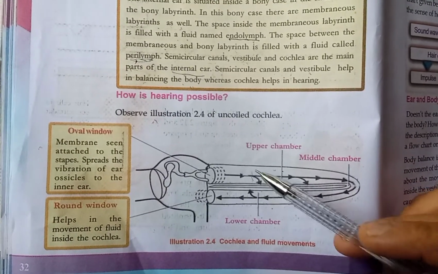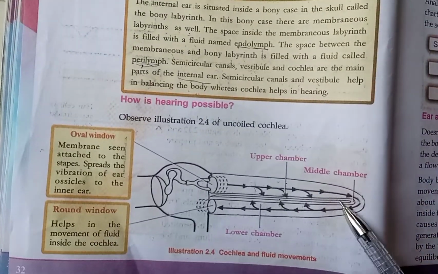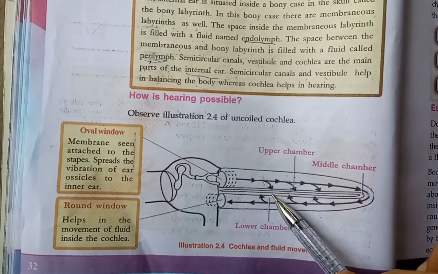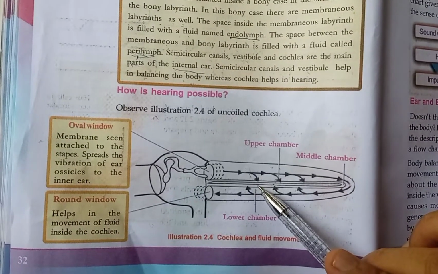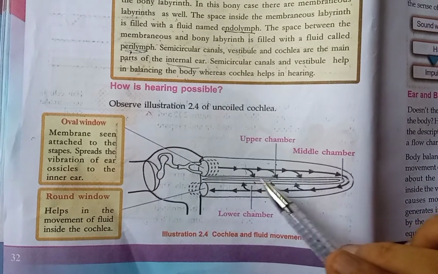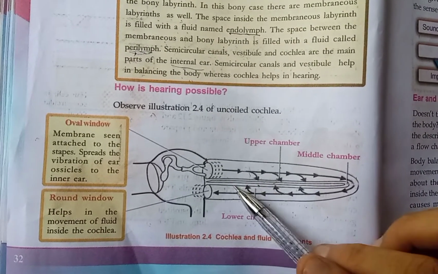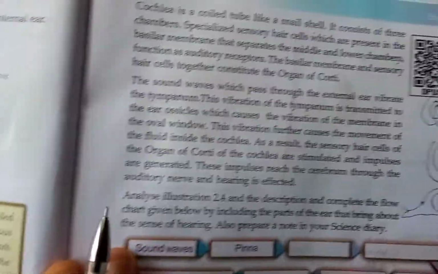It has three chambers: upper, middle, and lower. This is the basilar membrane. Here the organ of Corti is contained. What does the organ of Corti do? It helps in converting the sound to a stimulus, a message. This stimulus is carried by the auditory nerve. Understood? In the middle chamber it is contained. This is what you were told.